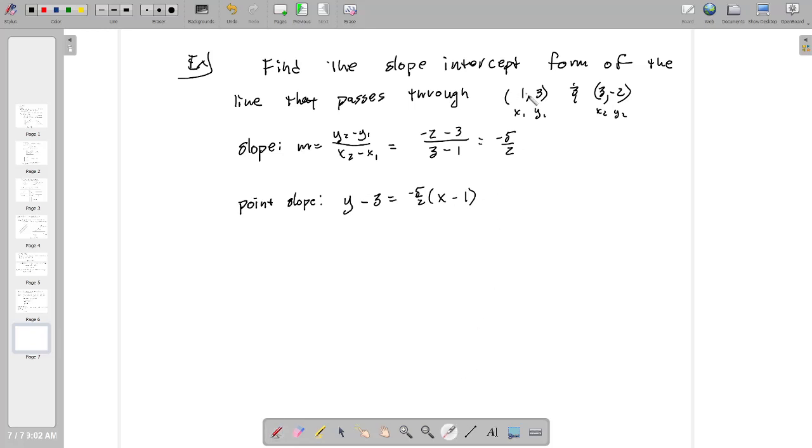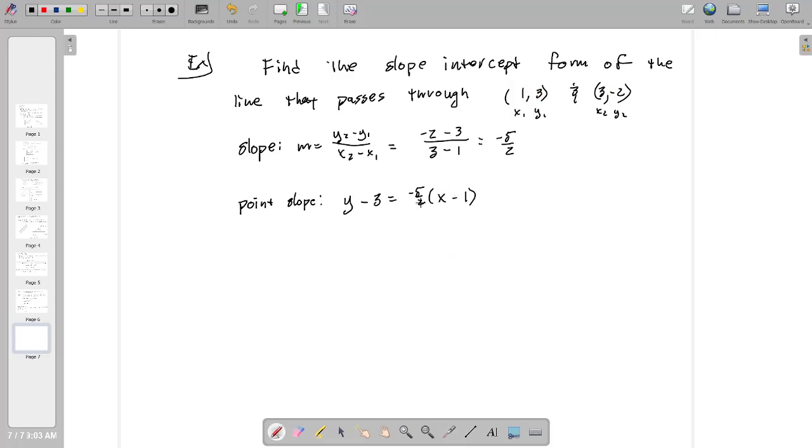And you might ask why I used this point for my point slope form. It actually doesn't matter. You can use either point. When we get to the slope-intercept form, it will be the same, regardless of which point you use. I just chose this one because it was first.